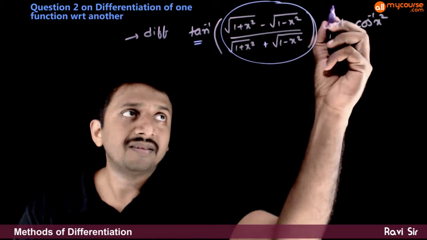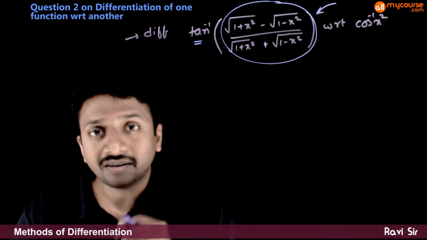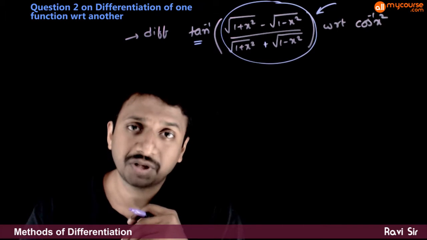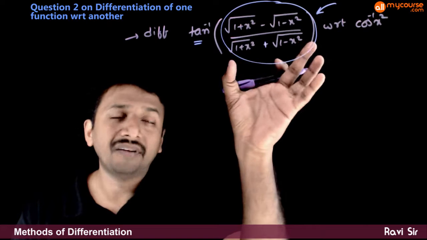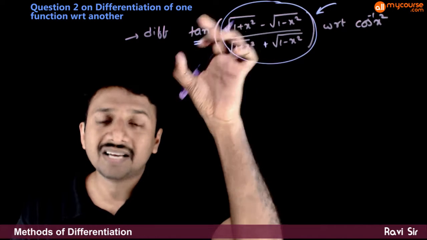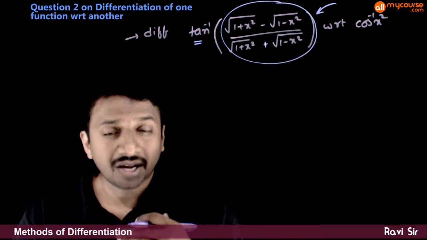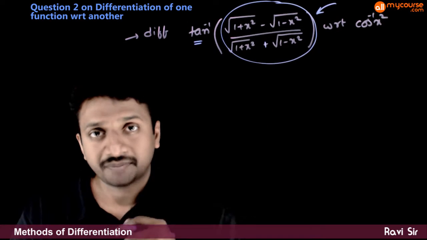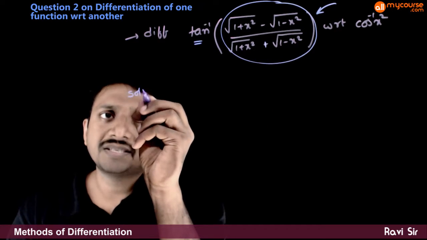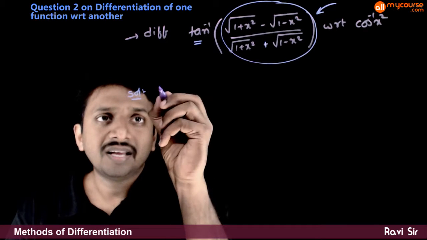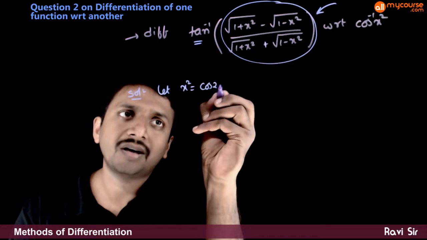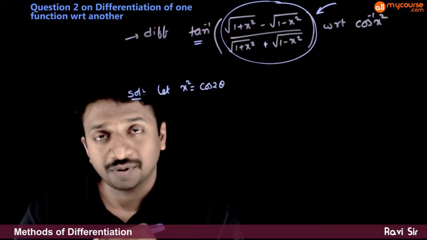So when the function becomes complicated, we have already seen that you can use some trigonometric substitutions, right? Whenever you have a complicated function inside an inverse trigonometric function, you can use trigonometric substitutions. So here also you can use that. So first, let x square be equal to cos 2 theta. Let us do the substitution.